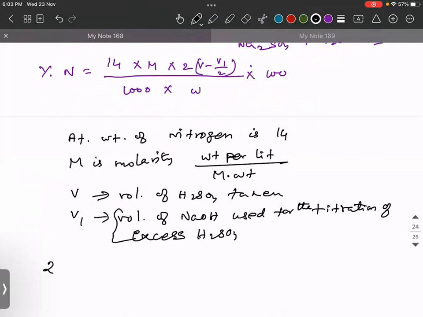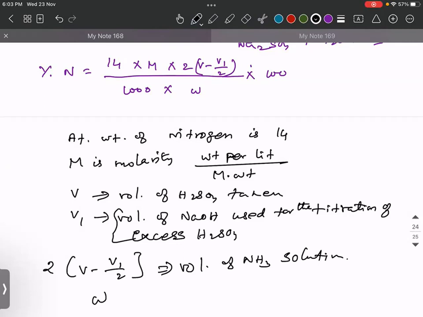That 2 into (V minus V1 by 2) gives the volume of NH3 solution. During the reaction only NH3 is produced, right? You are not taking NH3 directly, so you have to calculate by using this. And W is the weight or mass of the organic compound.